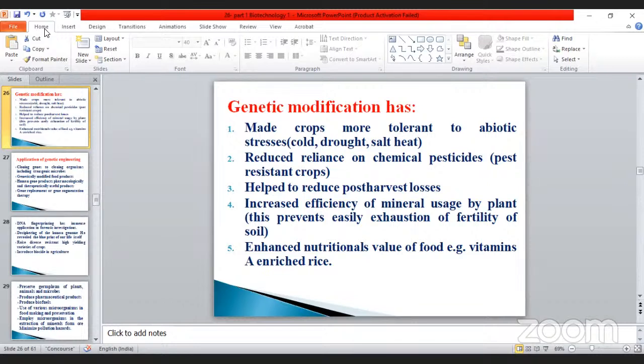Suppose, take an example. Nowadays, so many varieties of rice have been newly introduced. They are all genetically modified organisms. Take the example of vitamin A enriched rice, carotenoid containing rice, which were introduced nowadays. Take an example, pumpkin. A normal pumpkin may be 1.5 kg. Now they produce pumpkins of 20 kg, 15 kg, 10 kg, like that.